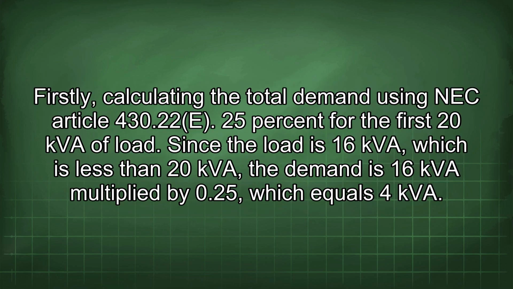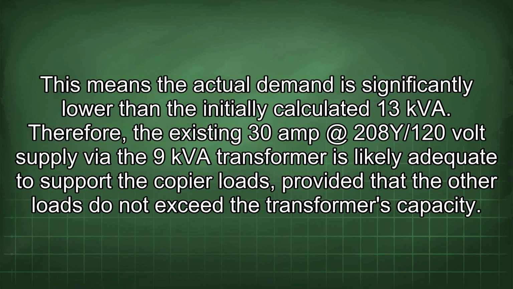Firstly, calculating the total demand using NEC Article 430.22(e): 25% for the first 20 kVA of load. Since the load is 16 kVA, which is less than 20 kVA, the demand is 16 kVA multiplied by 0.25, which equals 4 kVA. This means the actual demand is significantly lower than the initially calculated 13 kVA. Therefore, the existing 30 amp at 208Y/120 volts applied via the 9 kVA transformer is likely adequate to support the copier loads, provided that the other loads do not exceed the transformer's capacity.